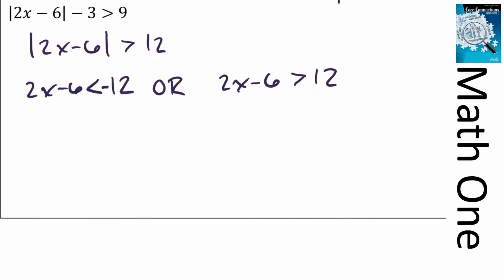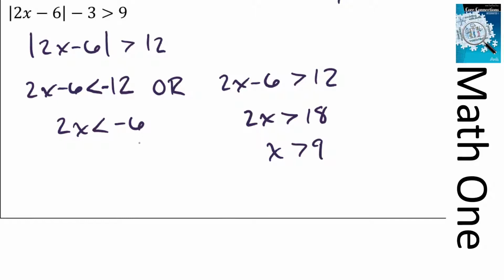So in both cases, I'm going to add 6 to it, so I've got 2x is greater than 18, therefore x is greater than the number 9. And over here, if I add 6 to it, I've got that 2x is less than -6, and divide by 2, that would give me that x is less than the number -3. And again, that's joined by "or."